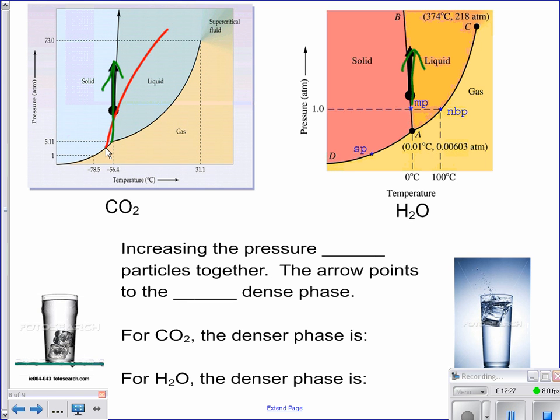All right, I think that's about it. That should do it for phase diagrams.